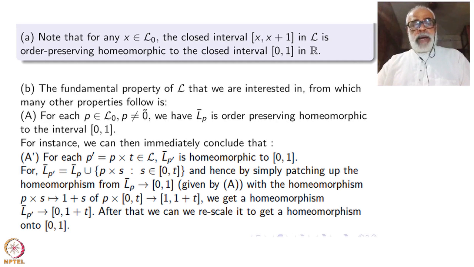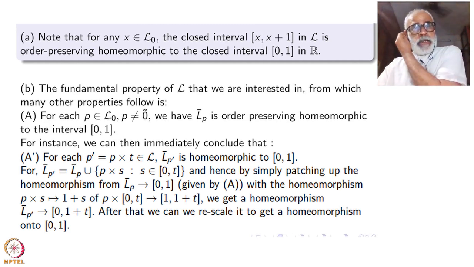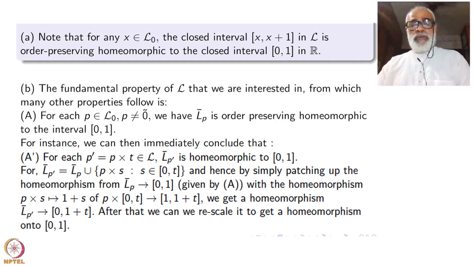This LP prime bar is nothing but LP bar union this vertical line segment, P cross [0, t], up to t, we have to go up to t, right? So this is already homeomorphic to the closed interval [0, 1]. P cross 0 is a common point, and this is homeomorphic to [0, t], the usual interval in the real line. So we can put them together, you will get a homeomorphism onto [0, t+1] instead of [0, 1]. And then you can rescale it, to get a homeomorphism from LP prime to the entire [0, 1] again. So this you can just divide by 1 plus t.